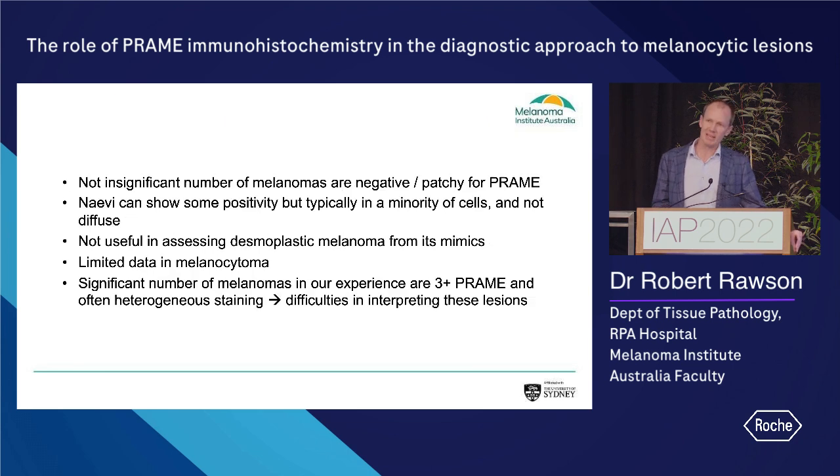As I mentioned, a not insignificant number of melanomas are PRAME negative or patchy. Nevi can show some positive staining, and they can show some diffuse staining, so you have to be careful when interpreting them. As I said, it's not really useful in desmoplastic melanomas, and it's not recommended in that space. There's limited data in melanocytomas, although that's a definite intermediate group. And as I mentioned, my main difficulty in using this immunomarker is those stains which are 3+, diffuse, heterogeneous, so it's diffuse but heterogeneous and sort of weak and patchy in areas. And I find it really difficult to know what to make of them, and I generally revert back to my H&E impression rather than putting too much importance on PRAME in a case such as that.